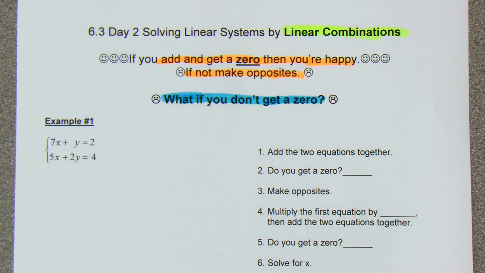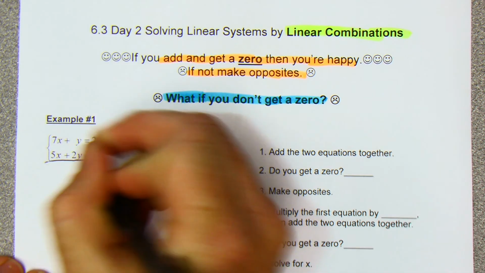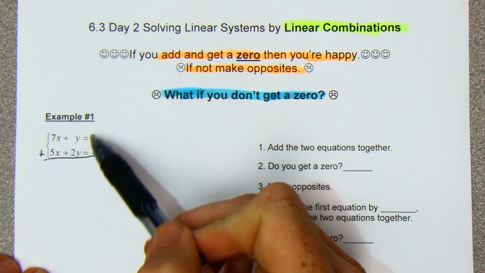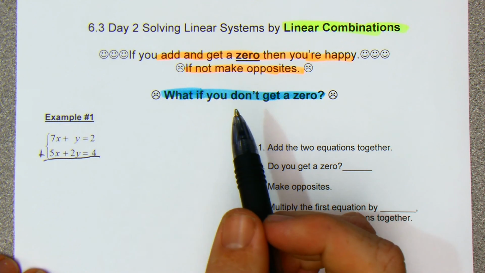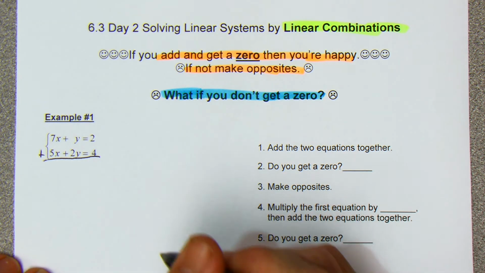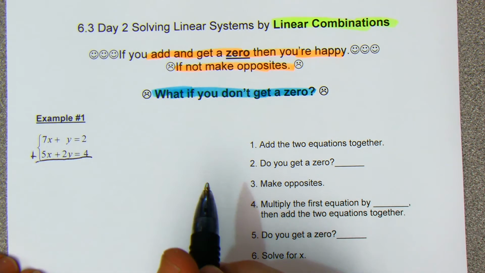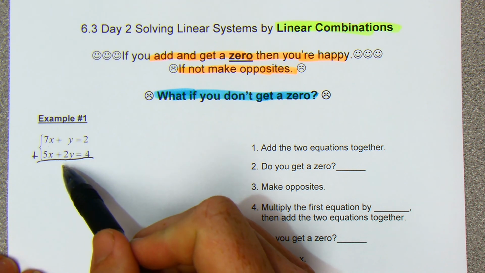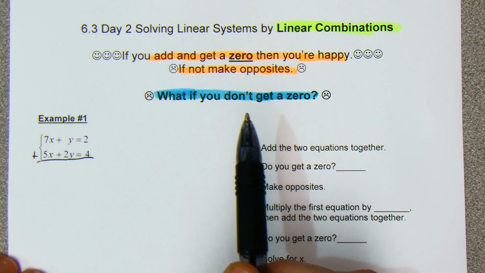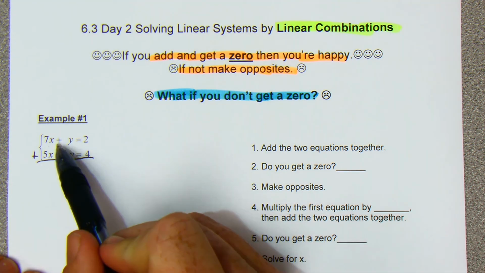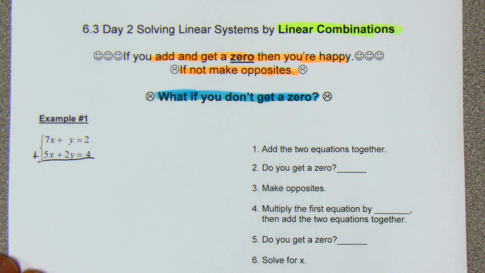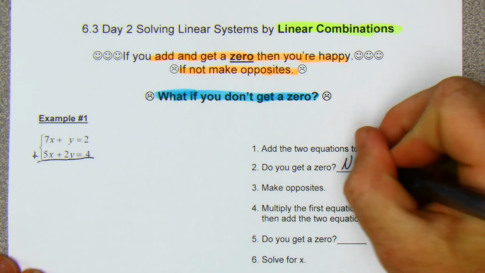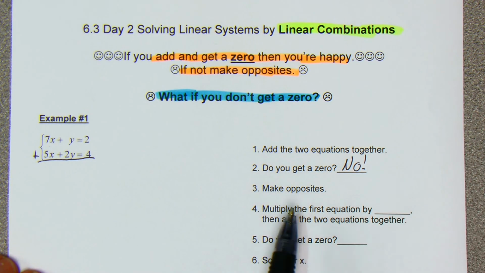So right now, if I was to add these two equations together, I would do 7x plus 5x, that would be 12x. Y plus 2y would be 3y, and 2 plus 4 would be 6. I don't get a 0 anywhere. So then I'd be like, oh, well, I need to multiply one of them by -1. So let's say I multiply this top one by -1. Everything would change signs. So this would be -y plus 2y, which would get you a positive 1y, which still is not a 0. So even if we multiplied this by -1, we still would not get a 0. So when we add the two equations together, do you get a 0? No. So we have to make opposites, okay?